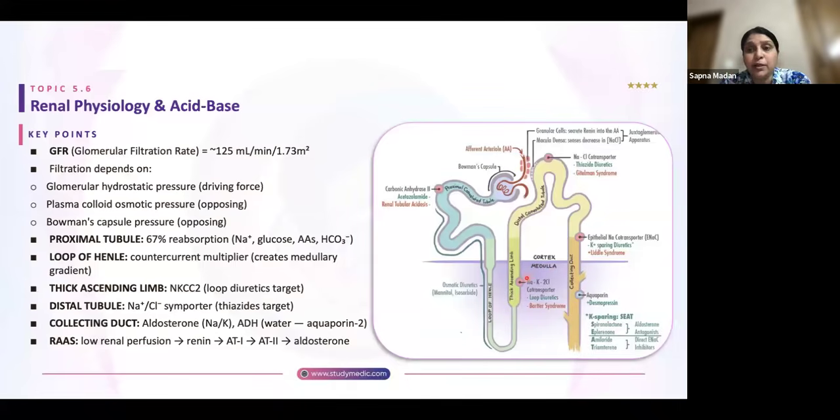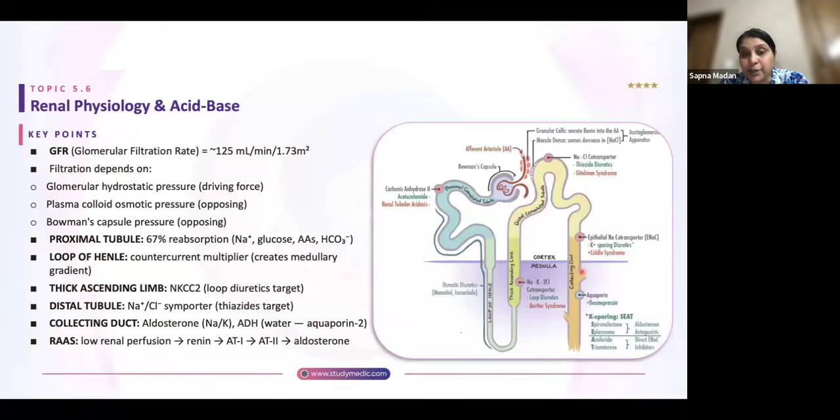The distal tubule is where the sodium chloride co-transporter is present, and this is where the thiazides are targeted. And the collecting duct is where aldosterone will act, so sodium potassium balancing is happening. And the ADH, the antidiuretic hormone, is going to induce aquaporin 2, and this will help the water to be absorbed. This is where desmopressin will act.